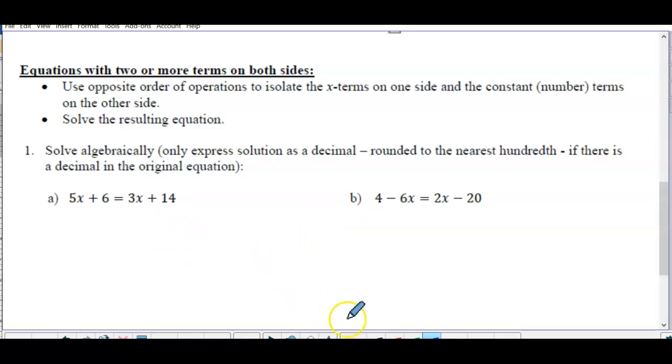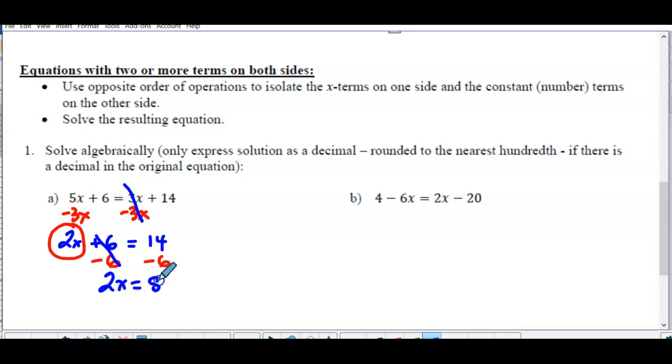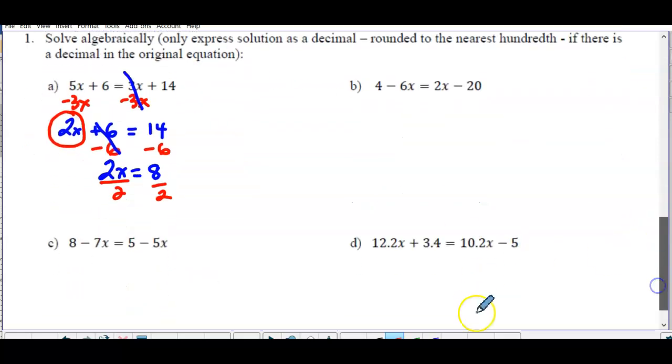All right, so looking at this equation, 2 x terms, so I need to get them together. I look for the smallest x term and subtract it from both sides. So that adds to 0. 5x minus 3x is 2x plus 6 equals 14. Then I want to get the x term by itself, so subtract 6 from both sides. That goes to 0, so I get 2x equals 8. Then divide both sides by 2. The 2's divide out, so I get x equals 4.